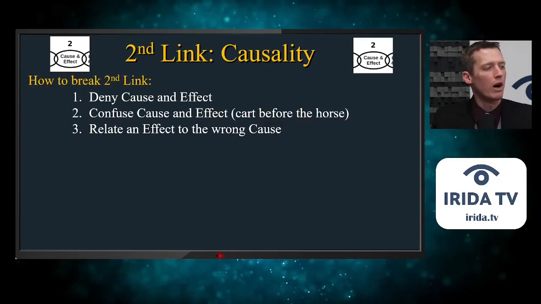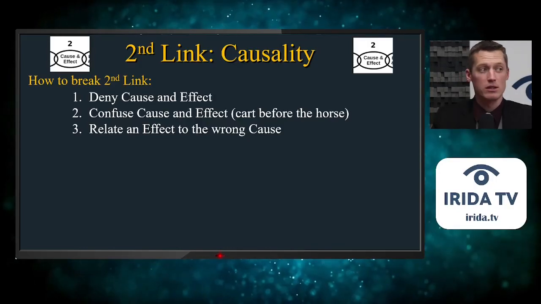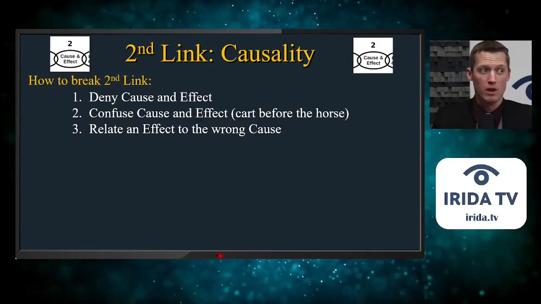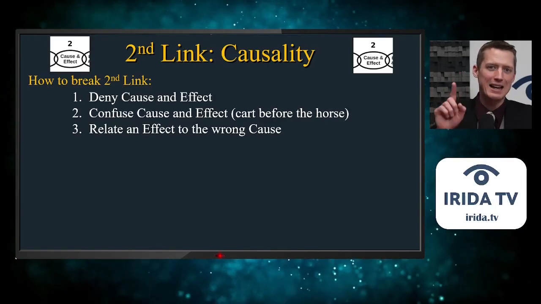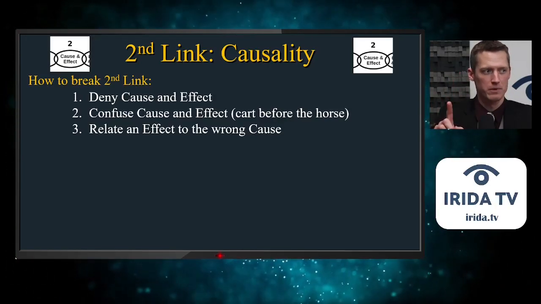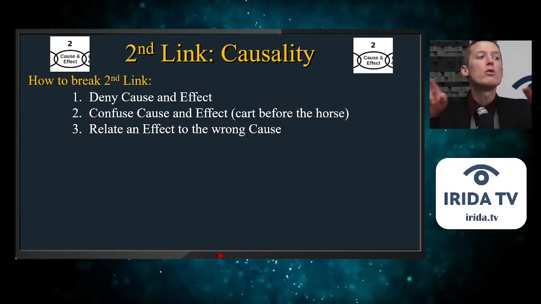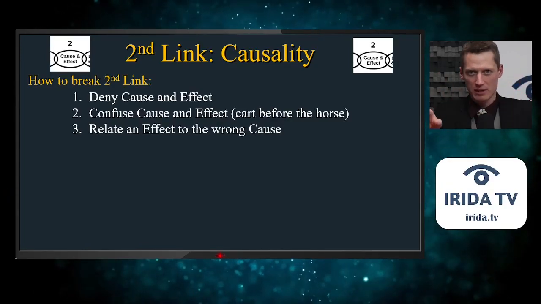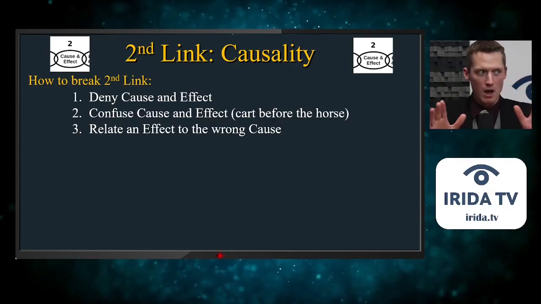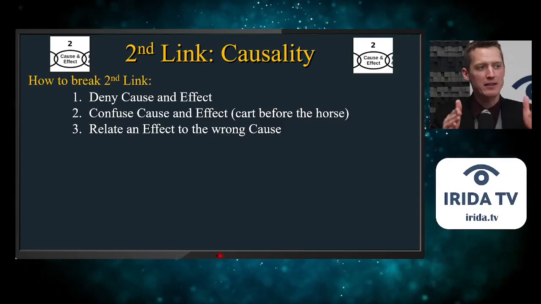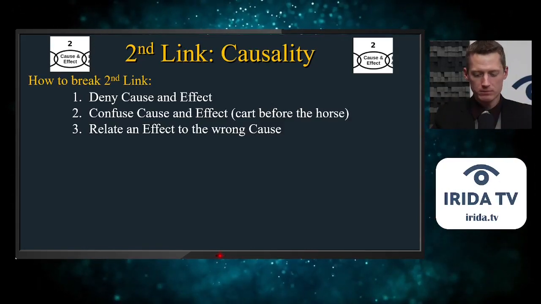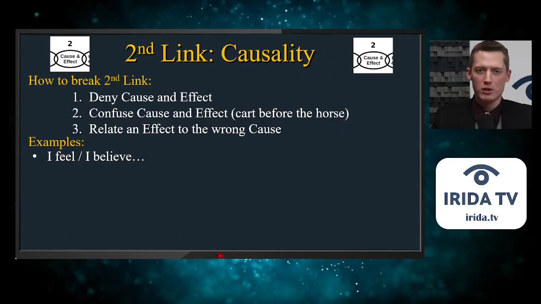Now, unlike link 1, there are three ways to break the second link. The first is you can outright deny the existence of cause and effect. The second is you can confuse cause and effect, saying the effect is the cause and the cause is the effect. Or you can relate an effect to the wrong cause. Okay? So here are some examples.